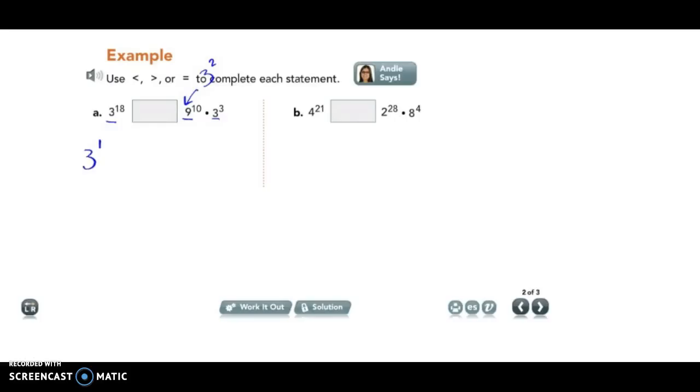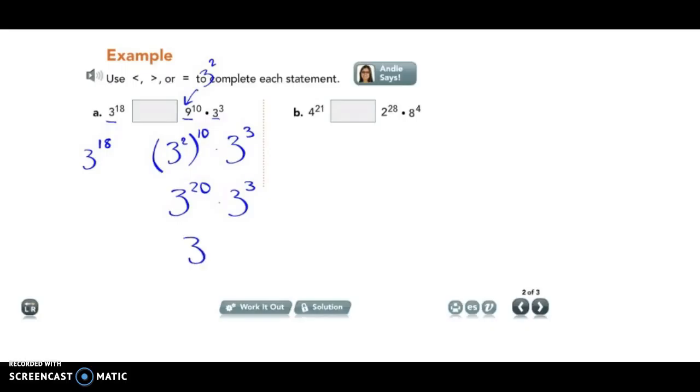So I'm going to leave this 3 to the 18th on this side, and I'm going to change 9 to 3 squared. And then I'm going to say that 9 is to the 10th power times 3 to the 3rd power. Now we're going to go ahead and solve our parentheses first according to PEMDAS. So I have 3 to the 20th power times 3 to the 3rd power. Well, we know at this point that we're going to add our exponents.